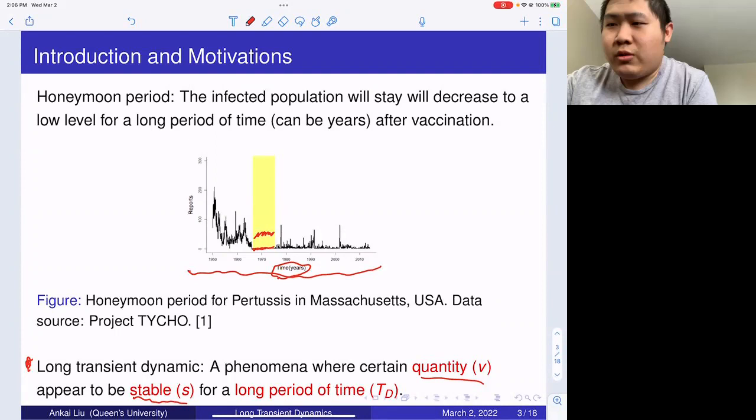If you consider a year to be a long time period, then of course this is going to be a long transient dynamic. I want to point out that this S and this TD greatly depend on the model that we are working on. S acts like the slowness, how slow you consider to be slow, and TD captures the notion of long. So it really depends on your definition of S and TD.